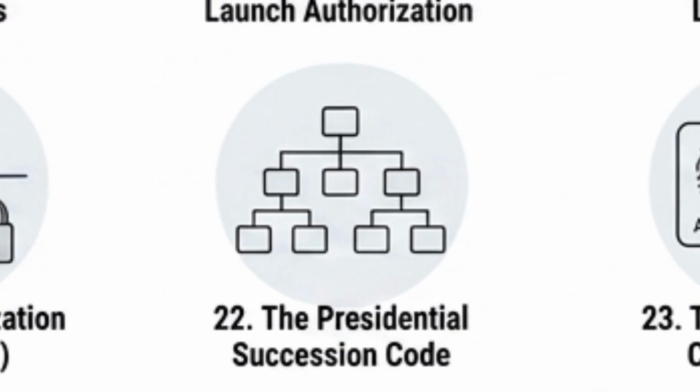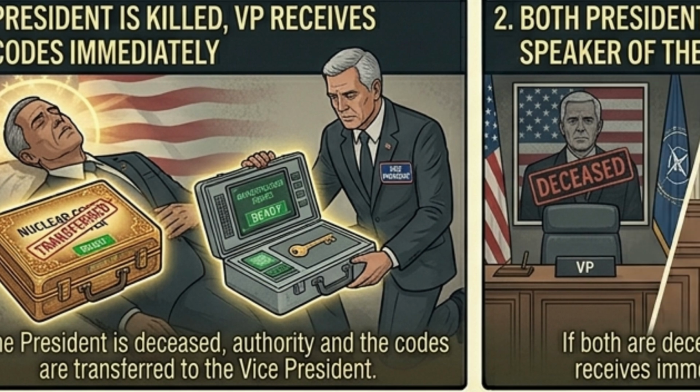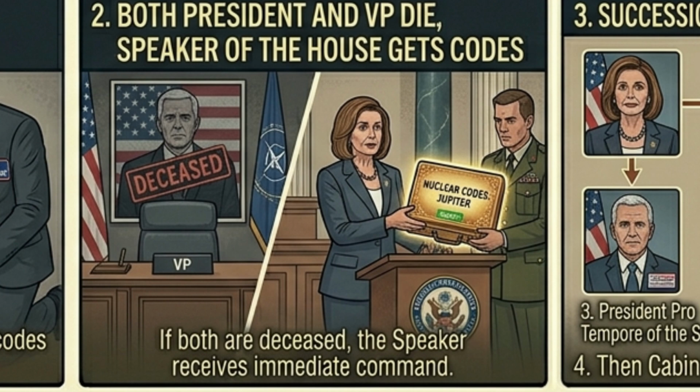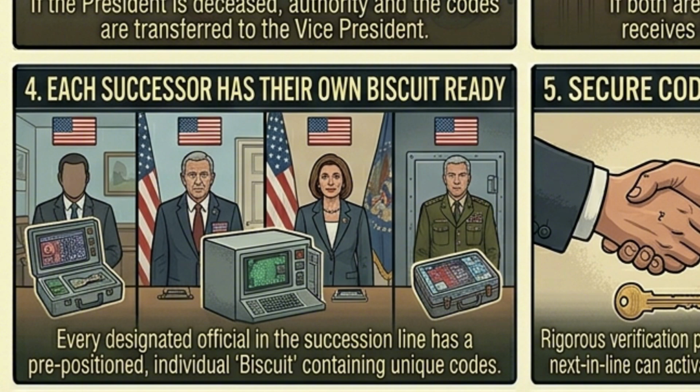22. The presidential succession code. If the president is killed, the vice president receives the codes immediately. If both die, the Speaker of the House gets them. The line goes President, VP, Speaker, President pro tempore of Senate, then Cabinet in order. Each has their own biscuit ready.